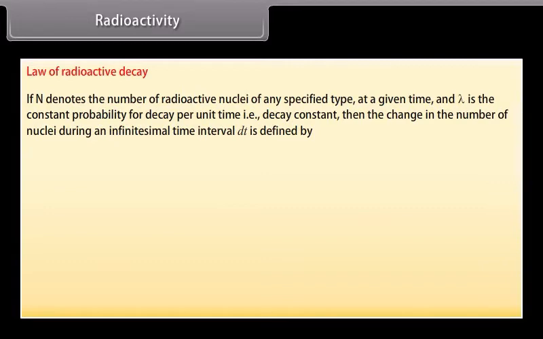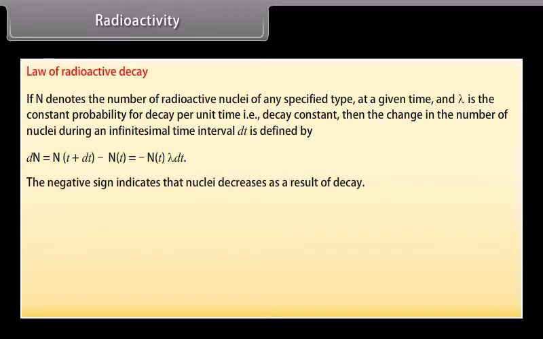Law of radioactive decay. If N denotes the number of radioactive nuclei of any specified type at a given time, and lambda is the constant probability for decay per unit time, that is, decay constant, then the change in the number of nuclei during an infinitesimal time interval dt is defined by dN is equal to N(t plus dt) minus N(t), which is equal to minus N(t) lambda dt. The negative sign indicates that nuclei decrease as a result of decay.